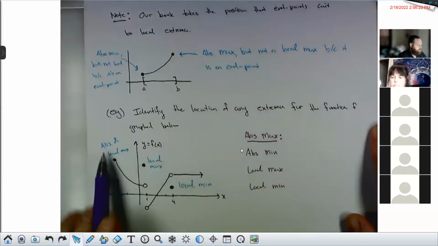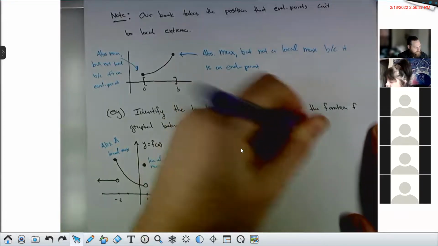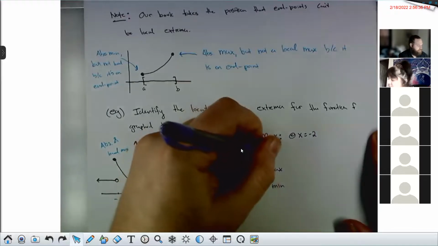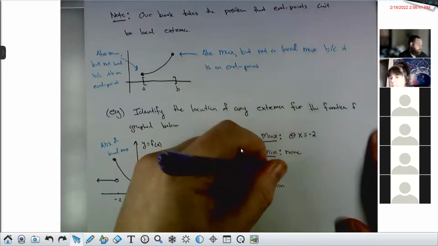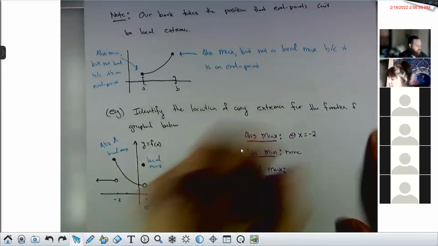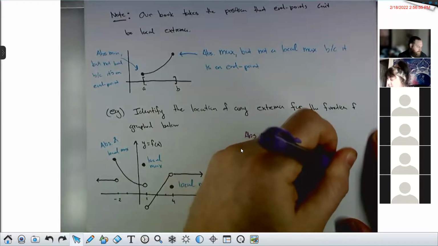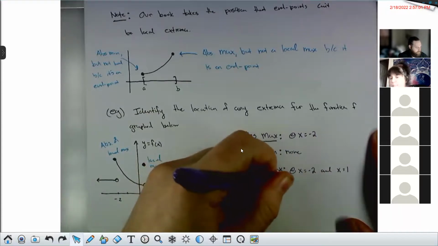There was an absolute max and it occurred at x equals -2. That's the location of the absolute max. Remember, it's always the input. There was no absolute min. We did have a local max. We had 2 local maxes. One was at -2 and another was at +1. And there was one local min and it was at x equals 4.